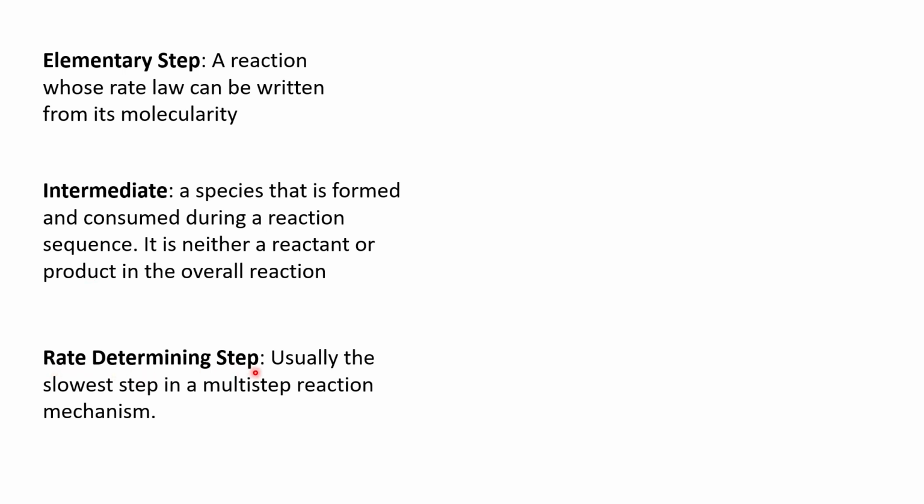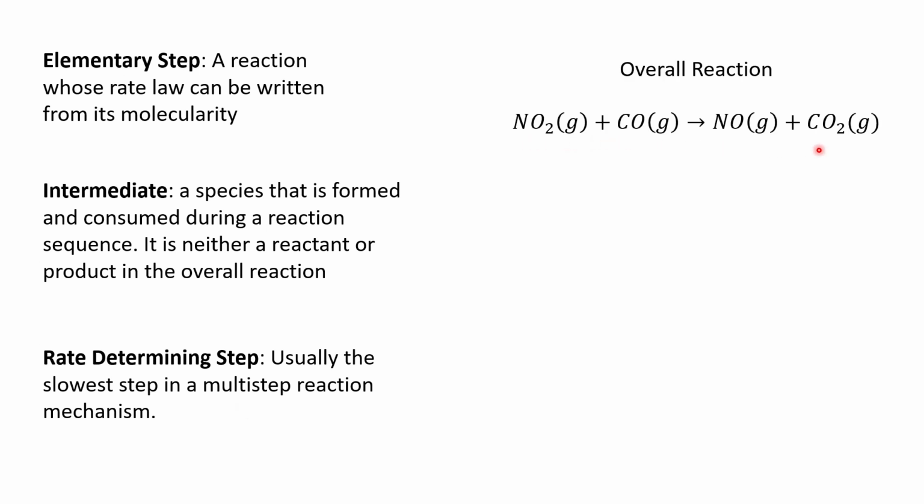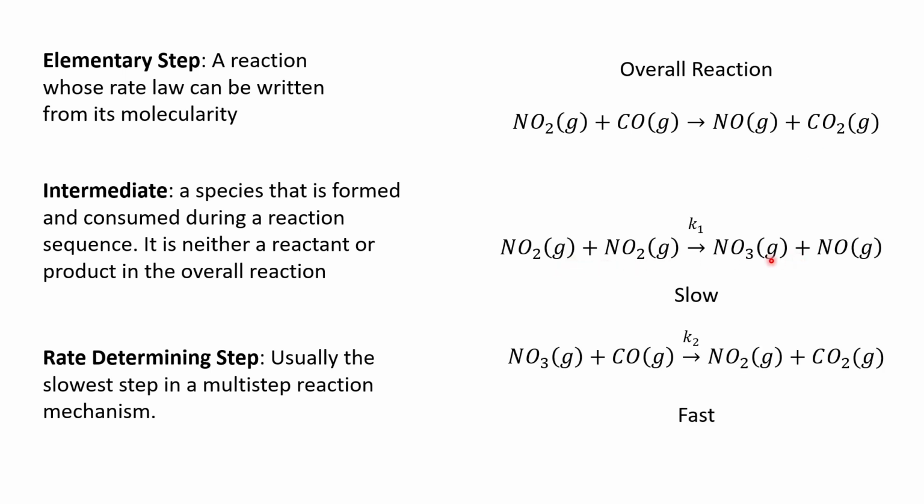Finally, let's talk about our rate determining step. This is going to almost always be your slowest step when you have a reaction mechanism that is multi-step. Okay, so let's define these terms in the context of an example. So here is an overall reaction given right here. First, let's see the elementary steps to give us this overall reaction. So here we have two steps. We have our k1, or our first step, and then our k2, our second step. These two reactions are our elementary steps for this overall reaction.